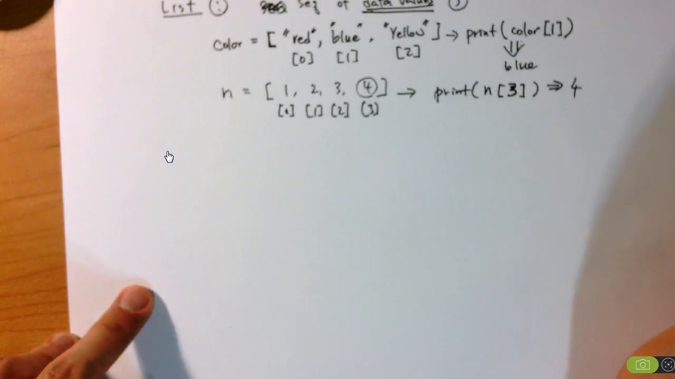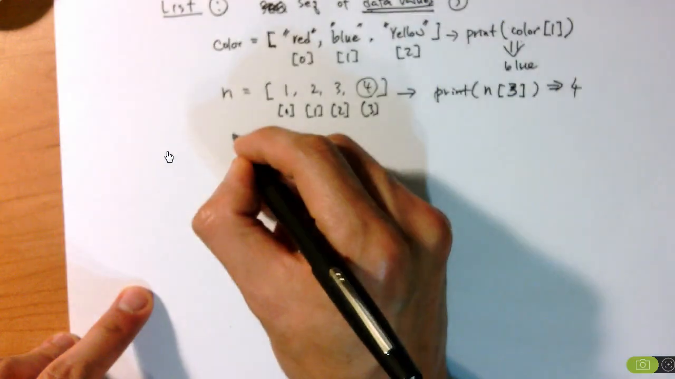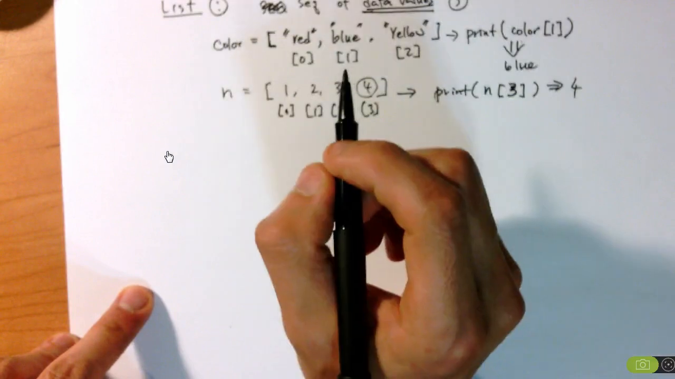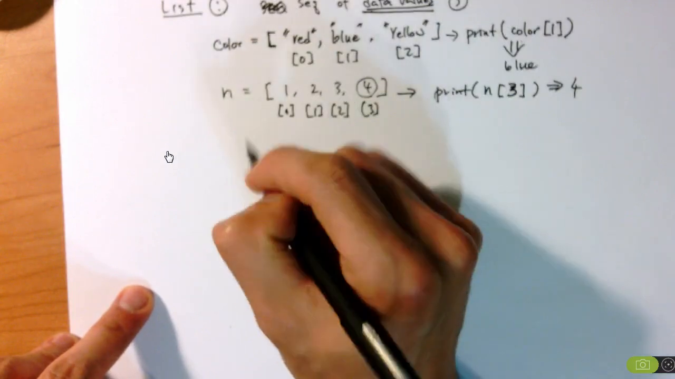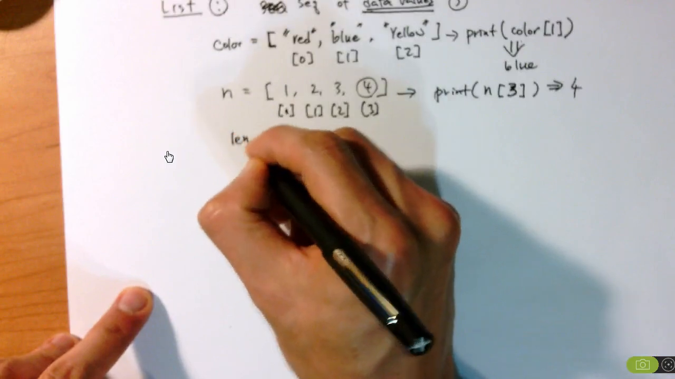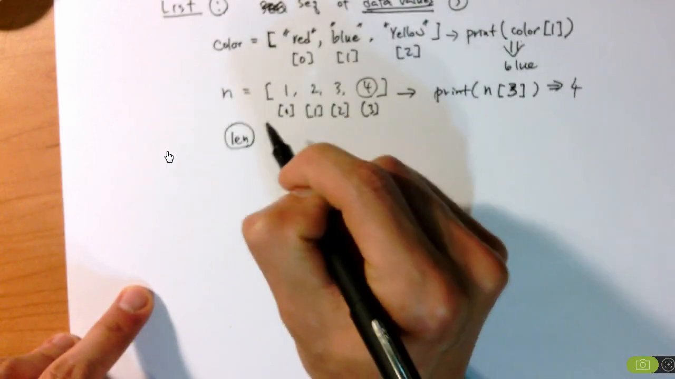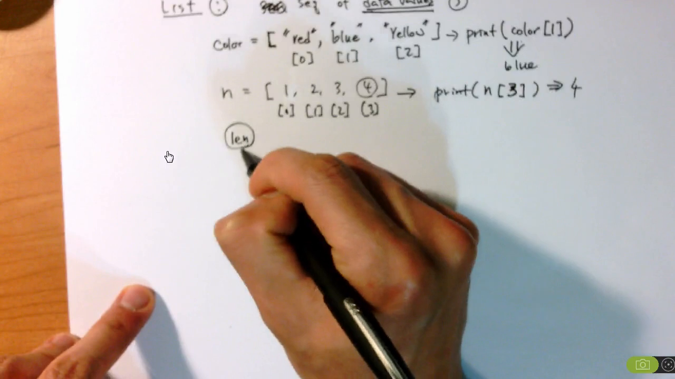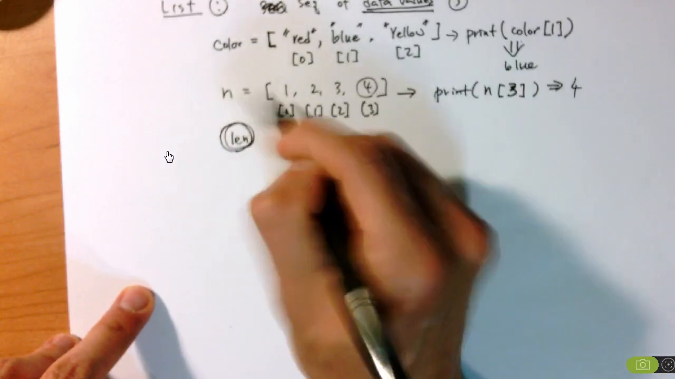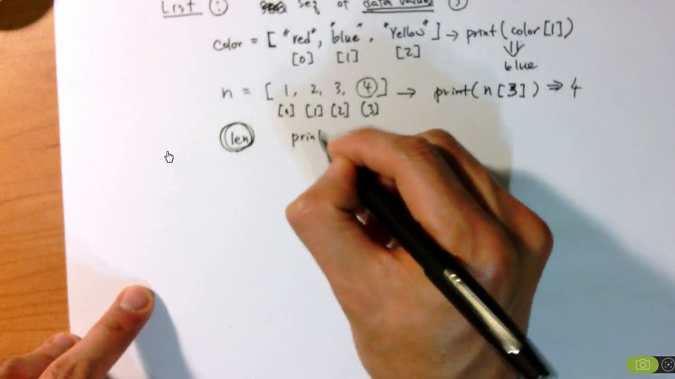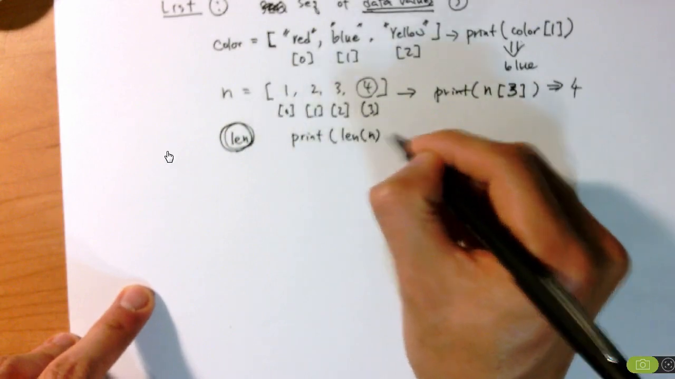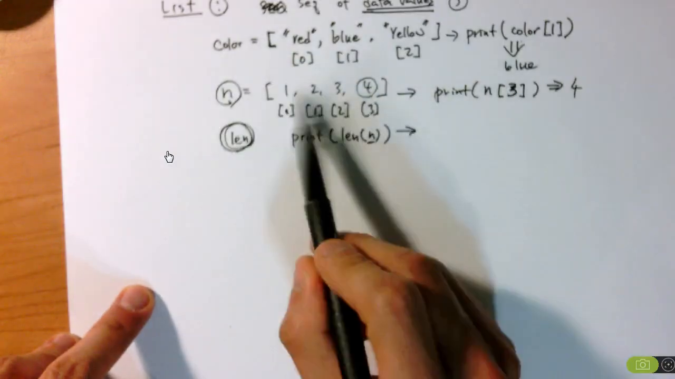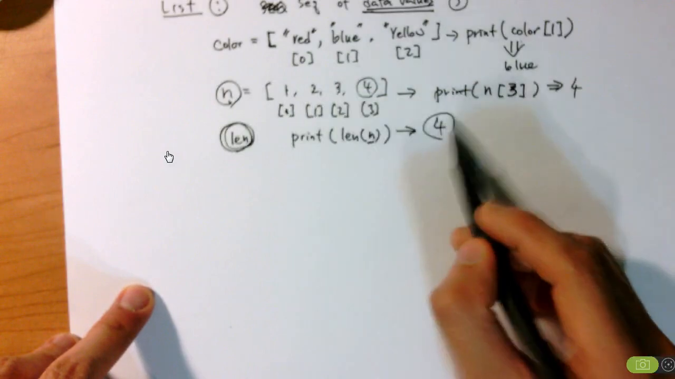Actually, there's an important function called list. Let's just explain the function called length first. Just like length, we use the length function to find out the size of the string. You can also use the same function to know the size of the list. So when I say print the length of n, this is going to print the size of the list, which is 4.